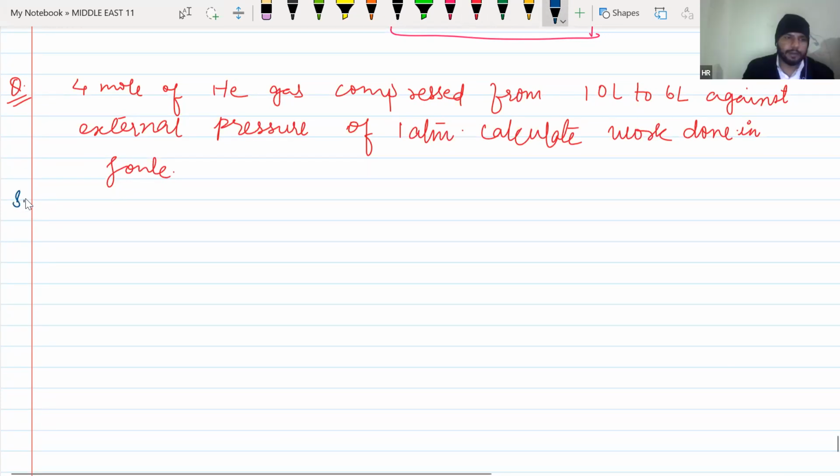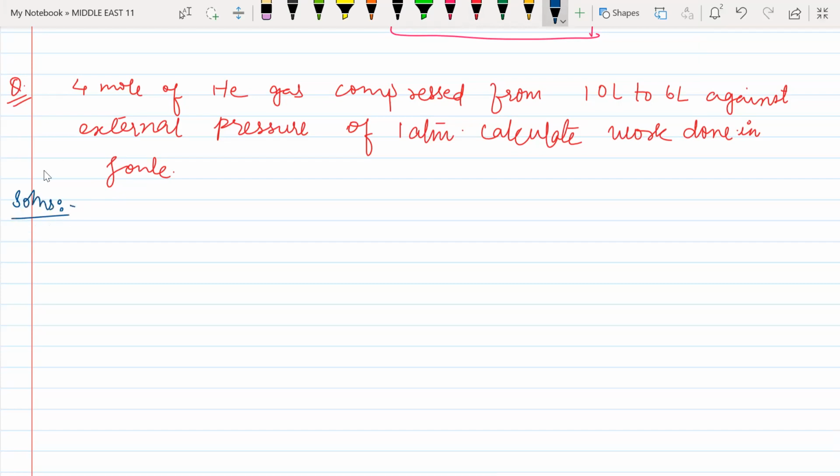What's your answer, Krishna and Fawaz? Will it be negative or positive? Sir, it will be positive. Because work is done on the system. Whenever a sentence says work is done by the system, it will be negative. Work done on the system will be positive.